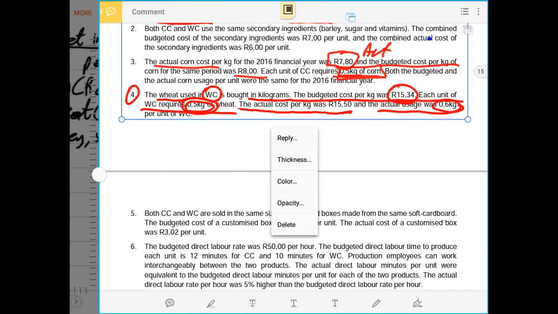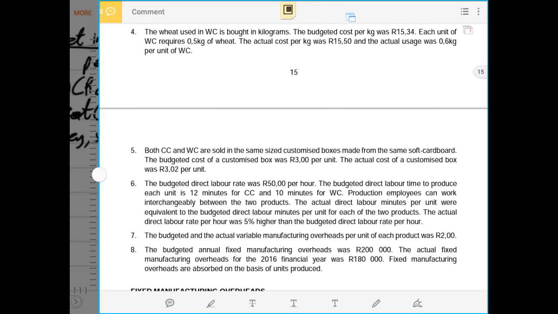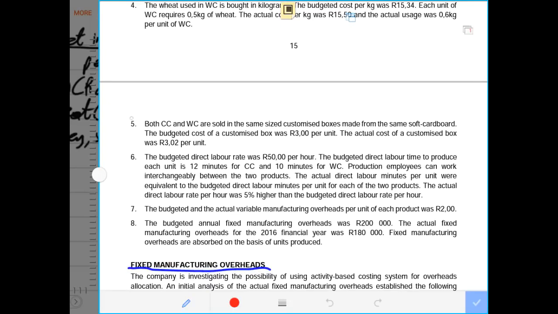So now we are done with that part, and we go to number 5. Number 5 says to us that both products that we manufacture are sold in small size customized boxes that are made from the same cardboard, in fact. And so now this is the box I spoke about before. They say the budgeted cost of a customized box is 3 rand per unit. So now this is the cost of the box.